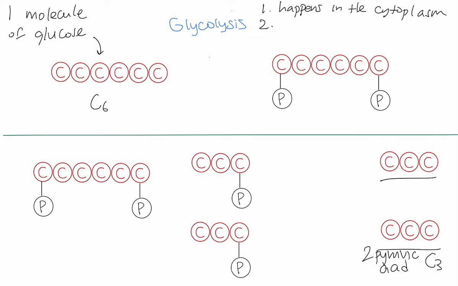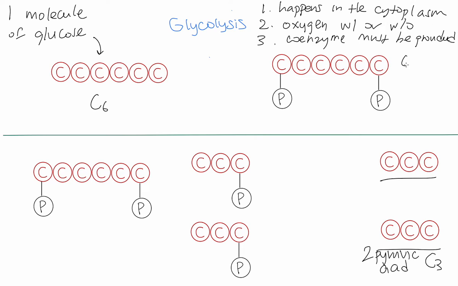2, it happens regardless of whether there is oxygen. So with or without oxygen, glycolysis happens. And finally, the third one is that we need a coenzyme. So a coenzyme must be provided. In this case, an ion.